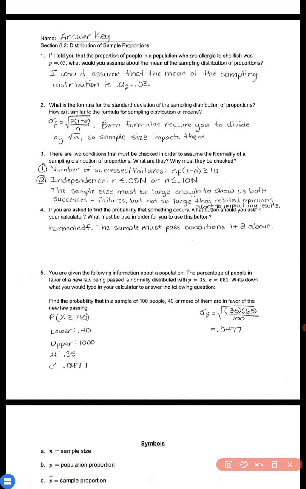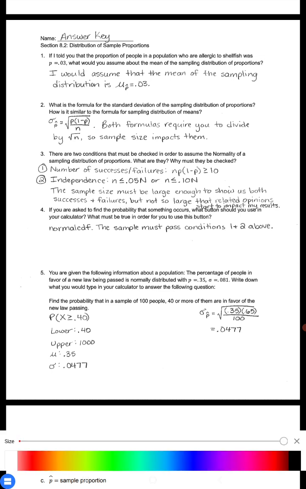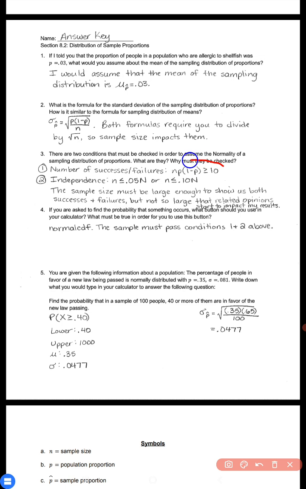Okay, so there are two conditions that must be checked when you are dealing with a sampling distribution of proportions, in order to assume that your sampling distribution is normal. What are those? So essentially, our sample size must be big enough to give us data to see what's happening. So we must have an appropriate number of successes and failures, and the way that we check that when we're dealing with proportions is we need to use this formula right here. n times p times 1 minus p.